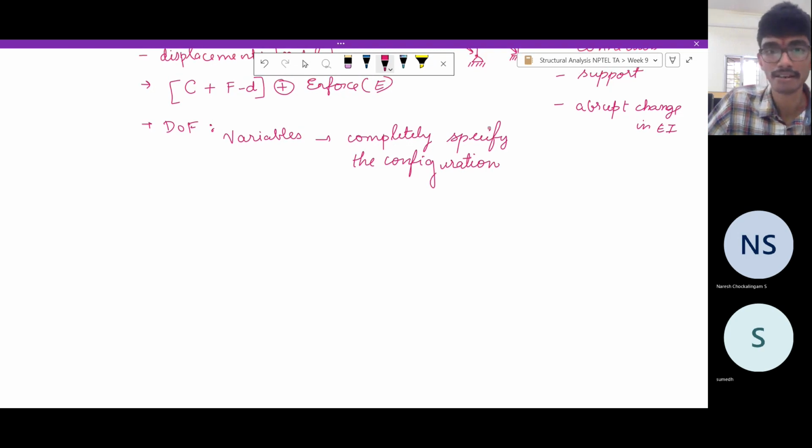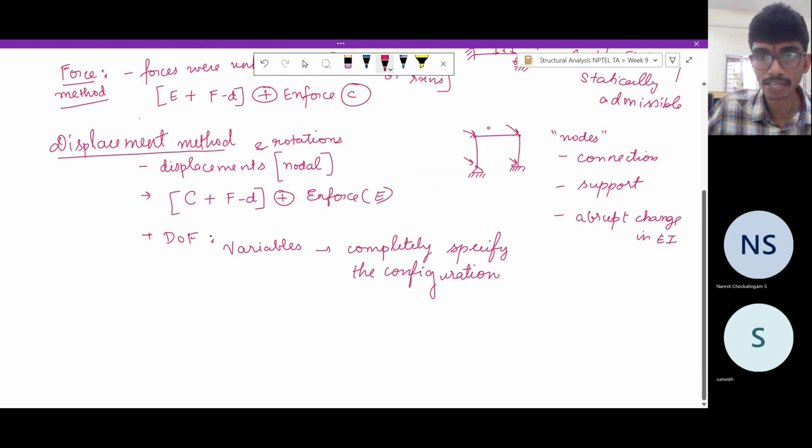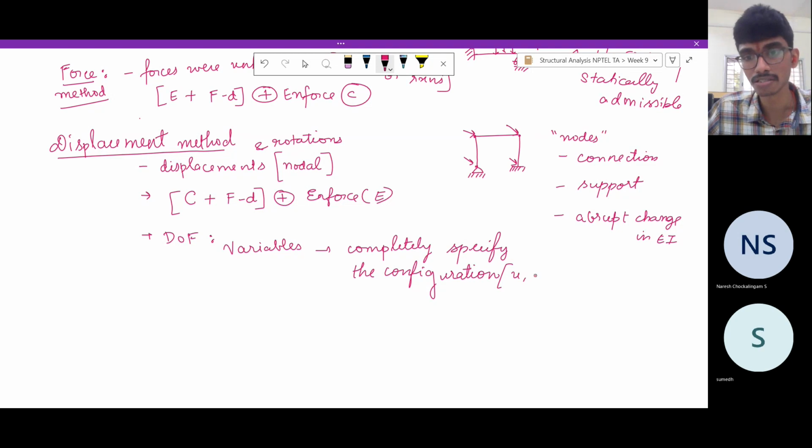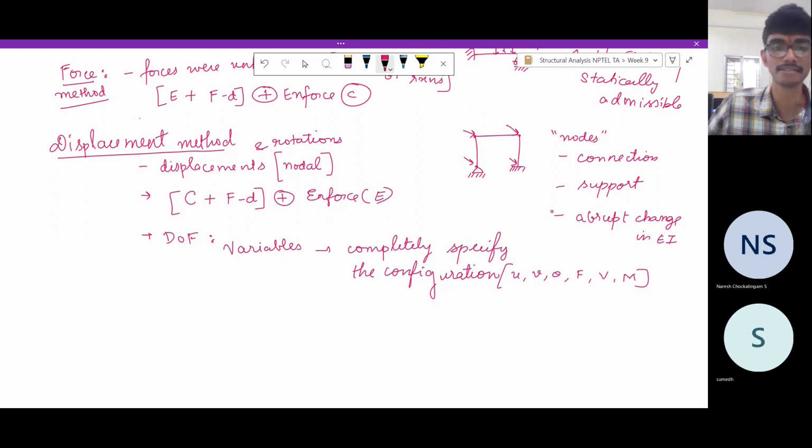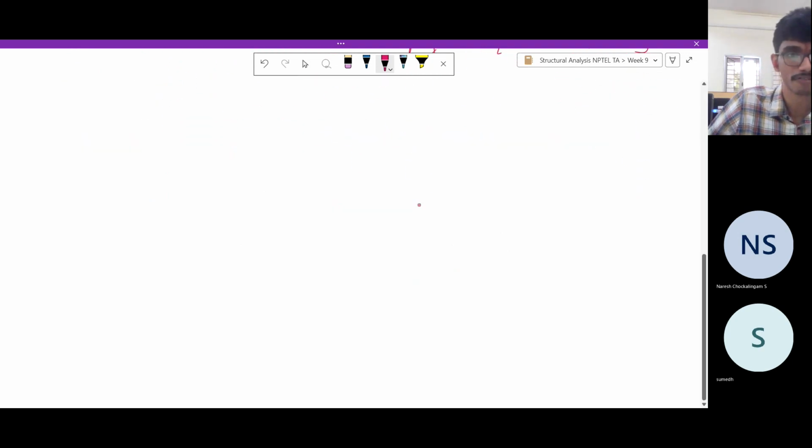Configuration of the structure. In this case, if we know the degrees of freedom, if we know the displacements and rotations of each point in this structure, then we can determine the complete configuration of the structure. The configuration means all the displacements, all the rotations, all the internal forces, all the shear forces and bending moments anywhere in the structure. So that's basically that. Now, why do we need the displacement method of analysis?